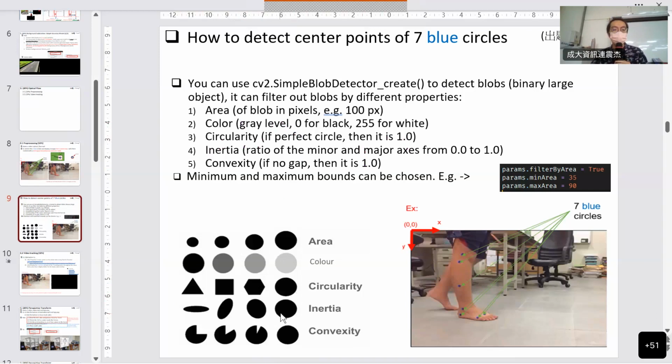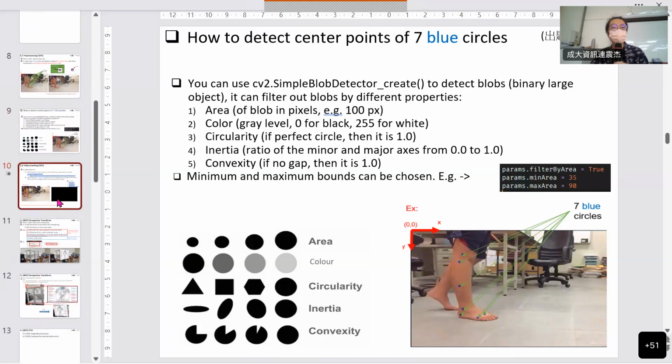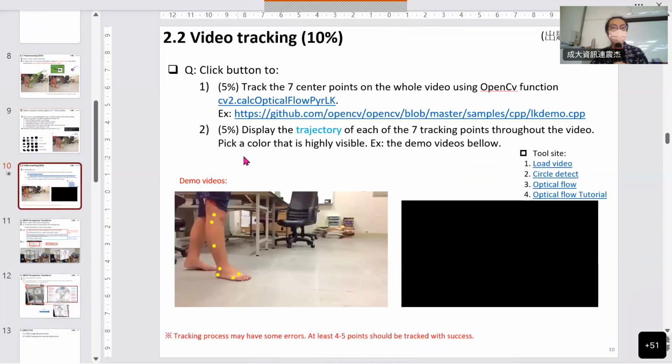Interior is about how the circle is the large axis and the linear axis. For 0 it is like that, and for 1 it is like that. You can change it until you get the correct result. And after you detect the 7 circles, you can do the video checking. This is the sample demo video.